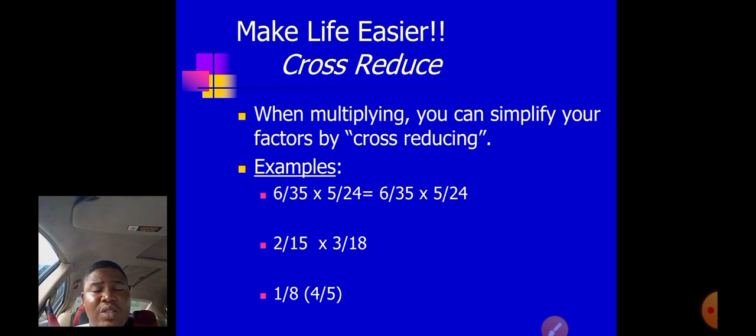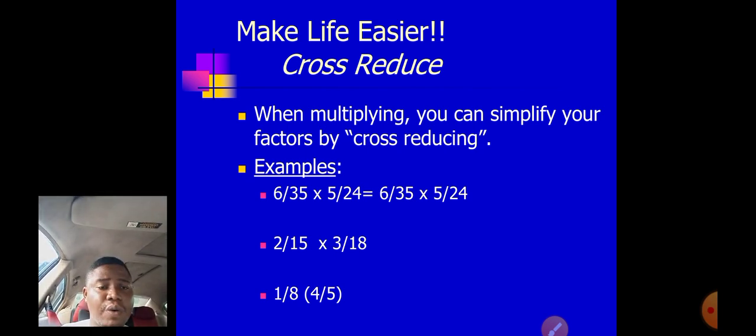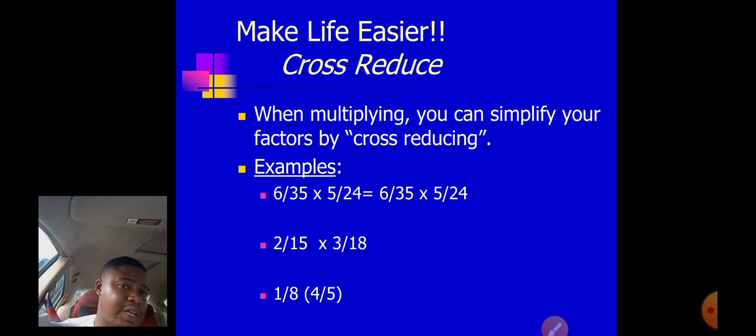And don't forget, you cannot divide numerator with numerator. You only divide numerator with the denominator. It might even be, that's why I call it cross divide. You can say that 6 here will go in 24, and 5 also will go in 35. So by that you are reducing your factors.